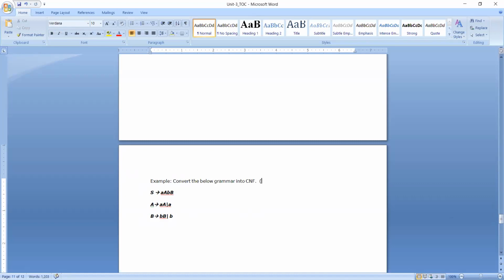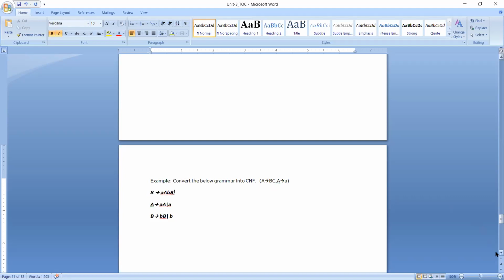Now you know what the Chomsky normal form says? The Chomsky normal form says that all our productions should be like this: A derives to BC or A derives to a. In the sense, the right hand side of any production should have a max of two variables, or we can have a max of one terminal.